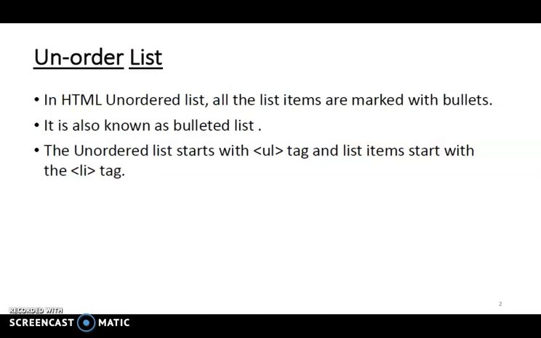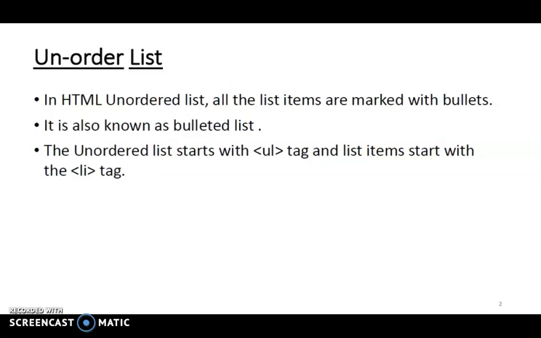Now what is the meaning of unordered? It is not in order or not in a sequence. So the unordered list is a collection of related items that have no special order or sequence. So this list is created by the UL tag. It is also known as a bulleted list. Each item in the list is marked with a bullet, that is a small black circle by default.